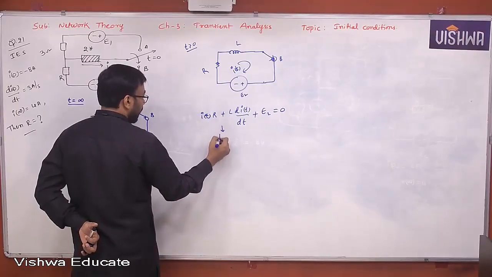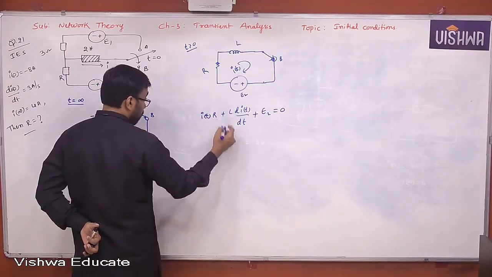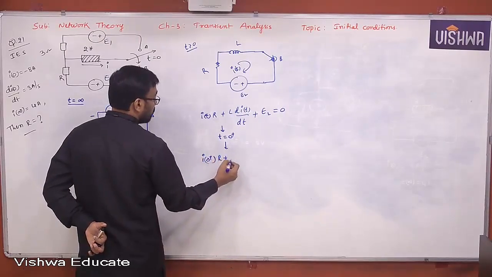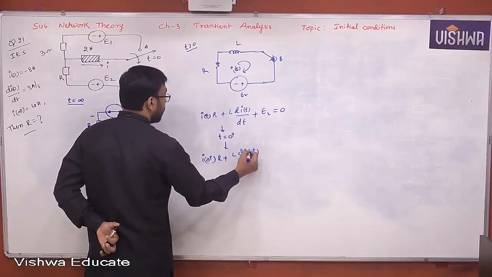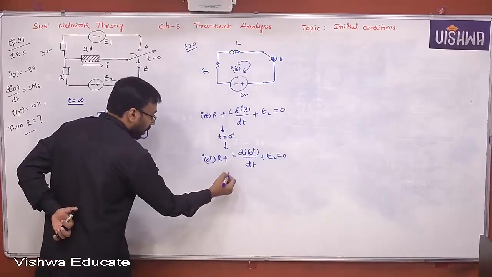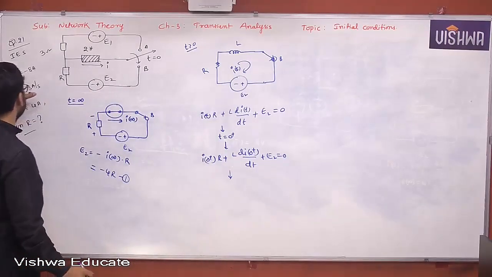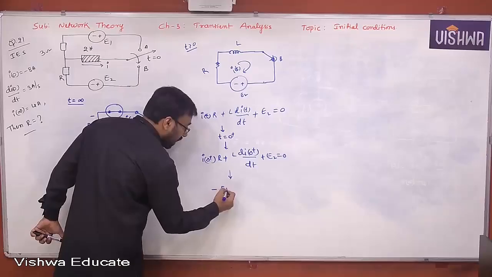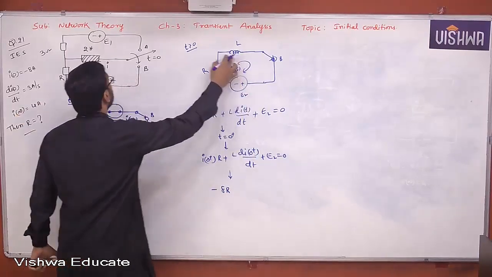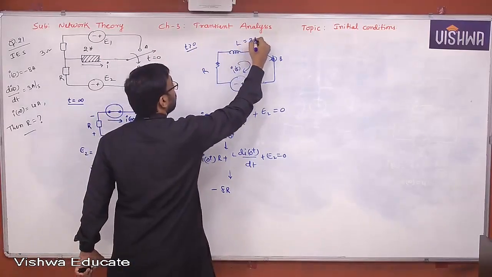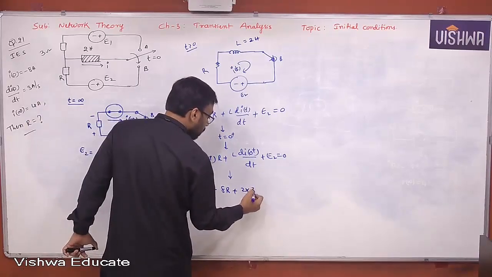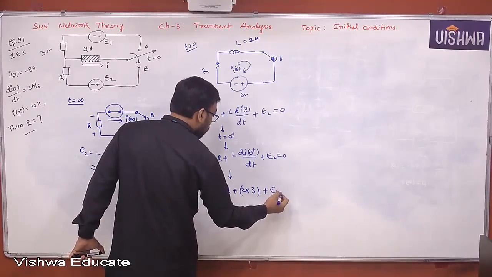Let us now apply t equal to 0 plus conditions to this particular equation. So what do you get? I of 0 plus into R plus L d I of 0 plus by dt plus E2 is equal to 0. You already know the values here. What is I of 0 plus? It is minus 8 R. L di by dt, what is di by dt? 3. L is how much actually here given? 2 Henry. So 2 into 3, that is 6, plus E2 is equal to 0.